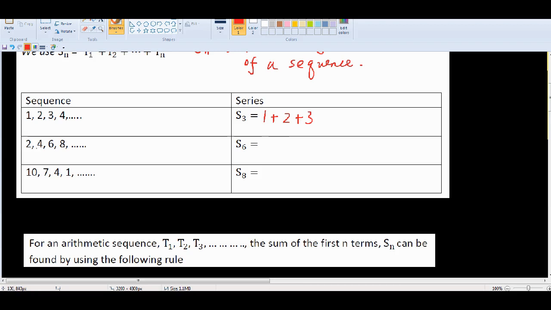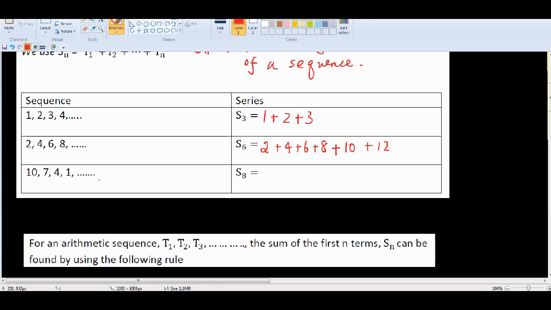S6 for the next one. The next one is also an AS with common difference 2: 2 plus 2 is 4, 4 plus 2 is 6, 6 plus 2 is 8. S6 will be 2 plus 4 plus 6 plus 8, not finished yet because you need to write 6 terms: 10 and 12. So that's S6.